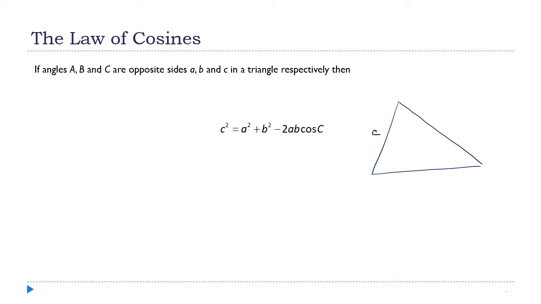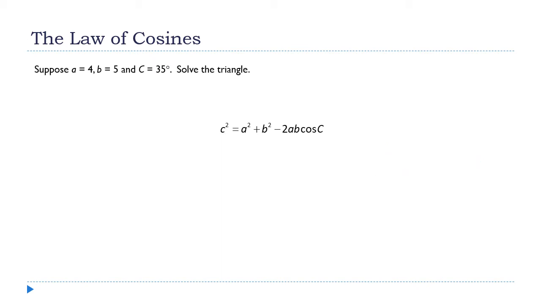Then if I have c, a, and b, and this is c, again we're using that same notation: angle C is opposite side c. Then that's what the formula tells me. The formula gives me a relationship between those four measurements. All right, so let's see how we can use this.